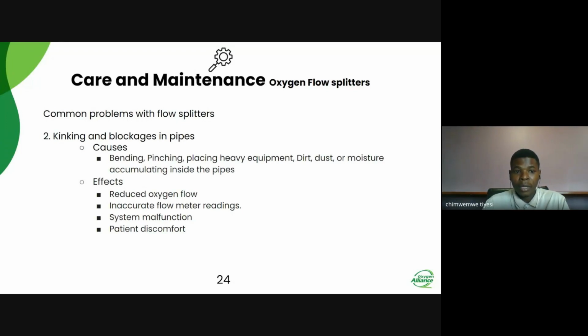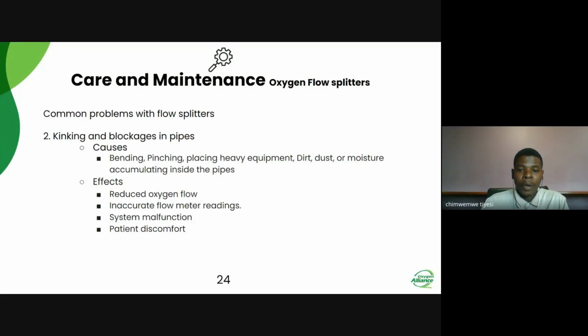Of course, bending and blockages will have adverse effects on oxygen delivery, such as reduction in oxygen flow, inaccurate flow readings on the flow meter, and system malfunctions. The system can malfunction if you have a blockage. You are effectively closing the outlet of the oxygen concentrator if you're using one as your oxygen source, and this may lead to alarms going off and cause other problems in the system. And lastly, the other effect is patient discomfort.